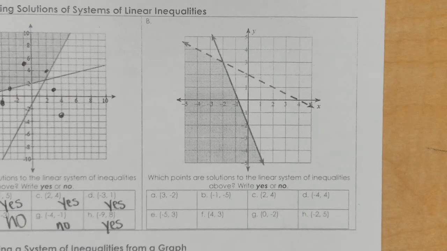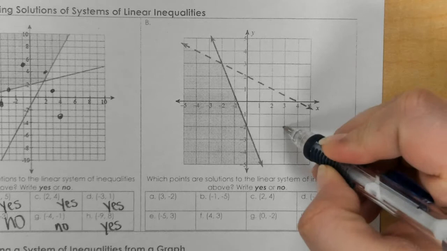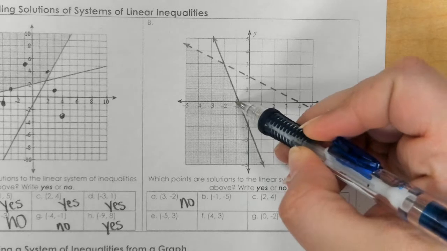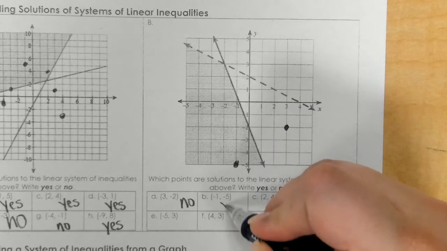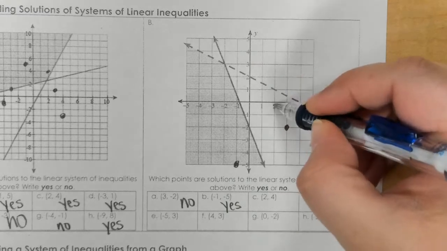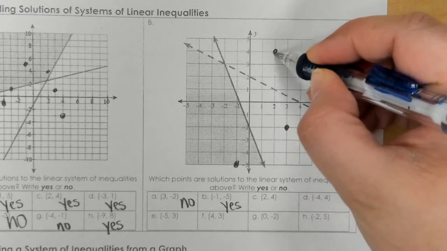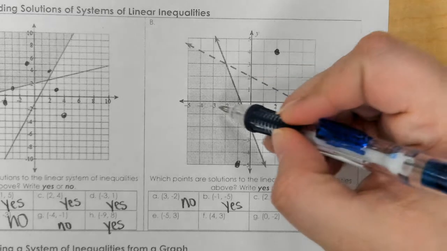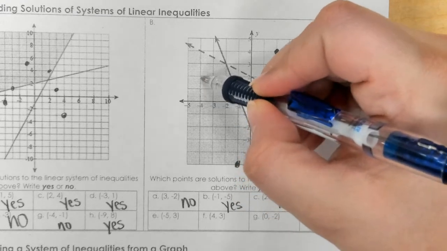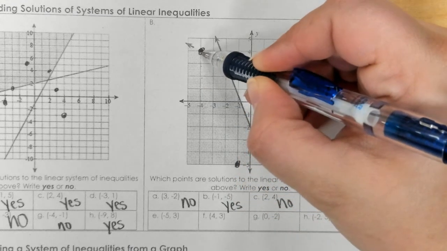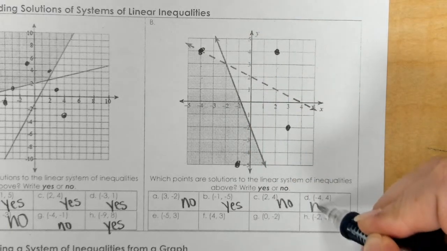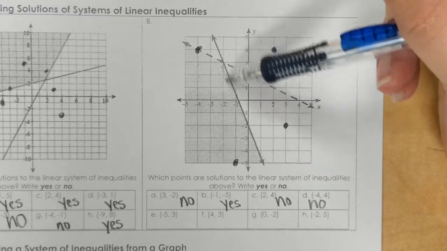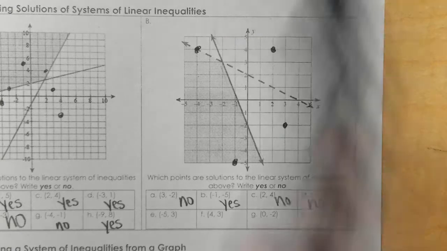Okay, and the second example, again, same thing, graph the points. So 3, negative 2, that's no, it's in the white space. Negative 1, negative 5, yes, it's in the shaded area. 2, 4, no. Negative 4, 4. No. If it is on a dashed line anywhere, it's always no. Solid line, only in the shaded areas, yes. Out in the white space, no.